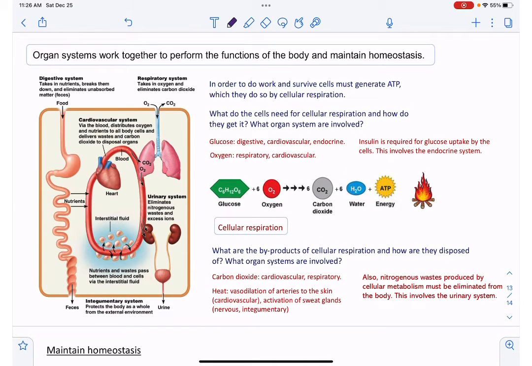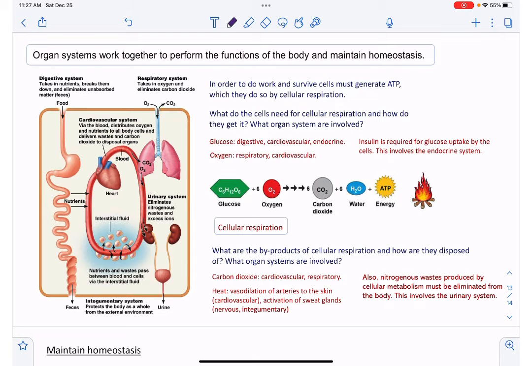Now, it's important to realize that these individual organ systems do not work in isolation. Okay, there aren't just individual organ systems that are performing their individual functions and that's it. More accurately, these organ systems are working together to perform the functions of the body and to maintain homeostasis, to maintain the appropriate conditions within the body.